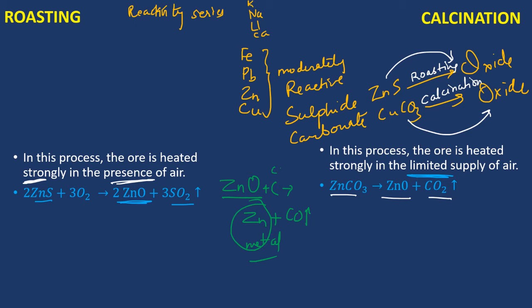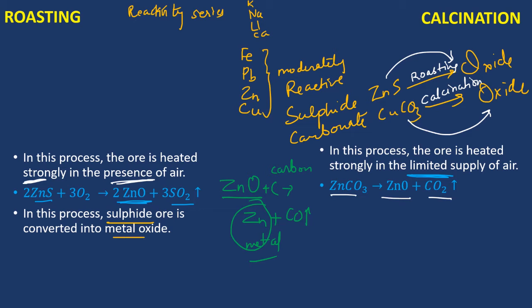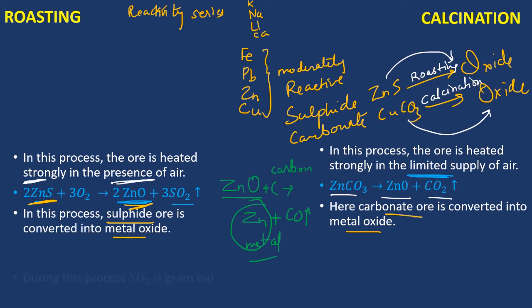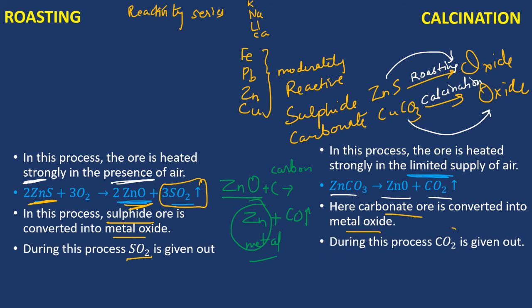Now third point in roasting is that in this process sulfide ore is converted into metal oxide, whereas in calcination carbonate ore is converted into metal oxide. In case of roasting, fourth point, the sulfur dioxide gas is given out. In case of calcination, carbon dioxide gas is given out.